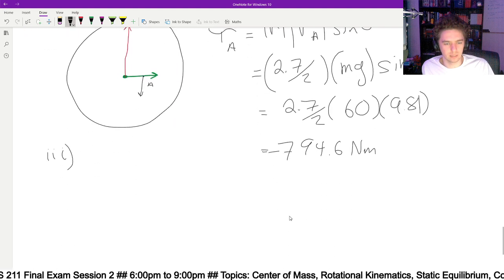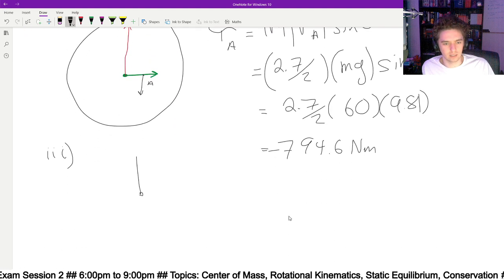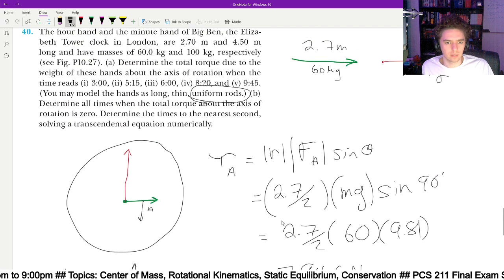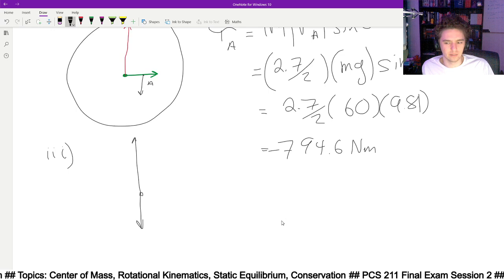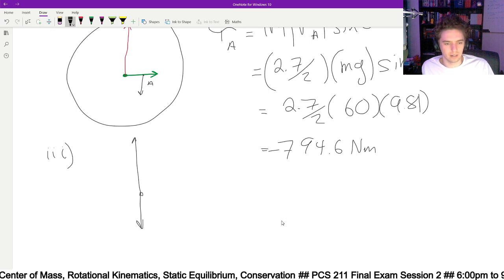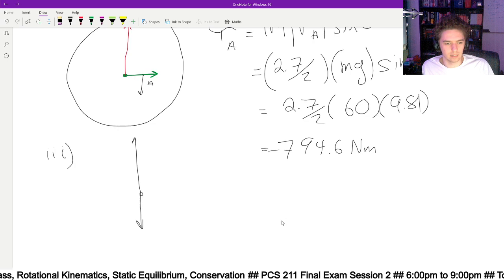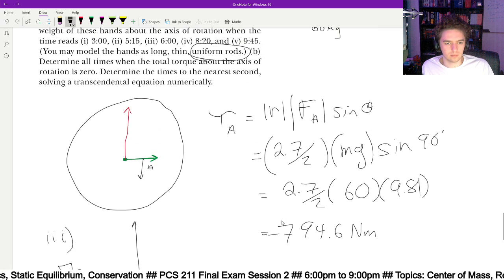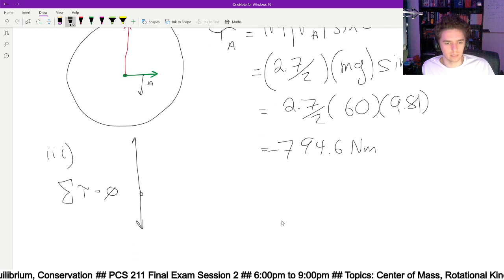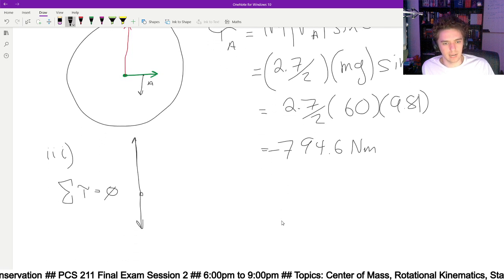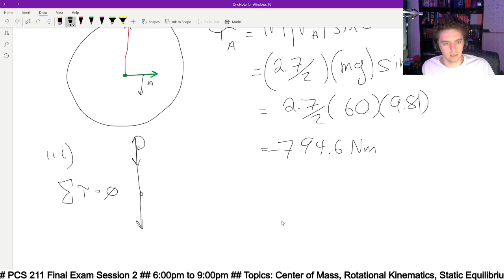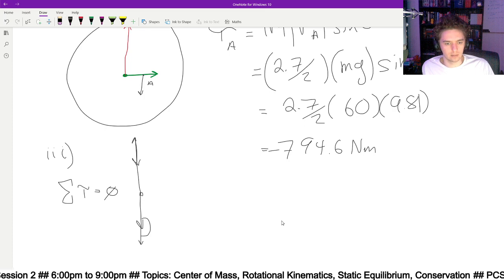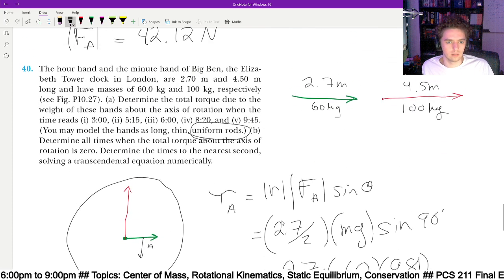Number 3 is at 6 o'clock. 6 o'clock is going to look like that, obviously. So there's going to be no torque down by here. The net torque equals 0, because the force is being applied down, so that's sine of 180. It's going to be 0. So 0. Okay, then let's move on.